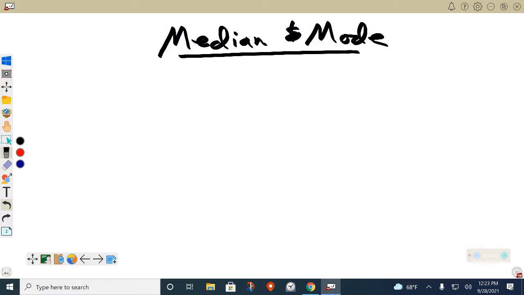This is another way to find the center. We already know the mean from yesterday in the warm-up. These are two different ways. So what data am I going to use? How about the top 10 fastest cars?